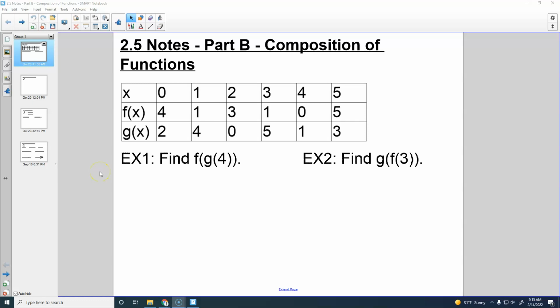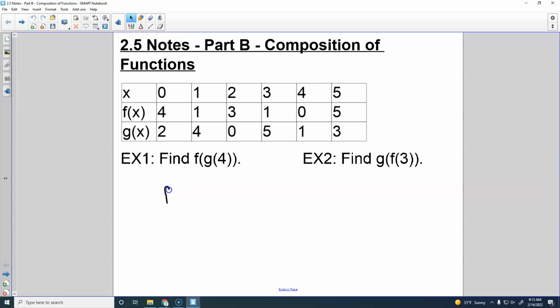So, with Delta Math, you looked at doing composition of functions with the equations and also with the graphs. One thing that was not on that Delta Math, because it's not available on Delta Math, is looking at composition of functions with tables. So, it's very similar to what you would do with the graph, but if we're finding f of g of 4, the first thing you have to do is find g of 4.